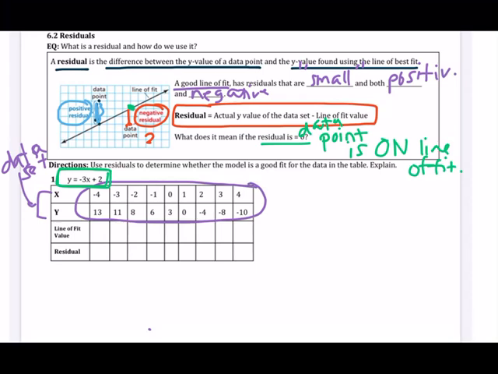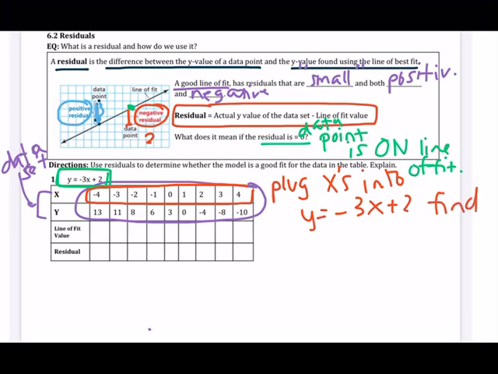So what we need to do is take all of the x values. We're going to take every x value here and plug those x values into our equation. So we're going to plug x's into, in this case, y equals negative 3x plus 2 to find the line of fit y.